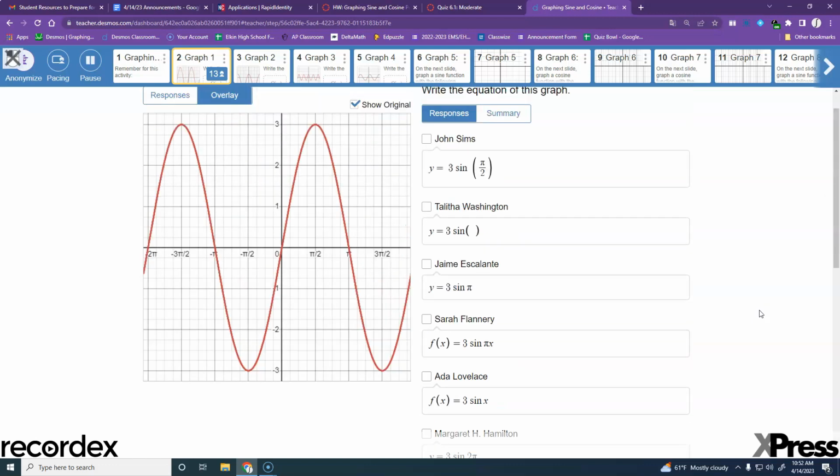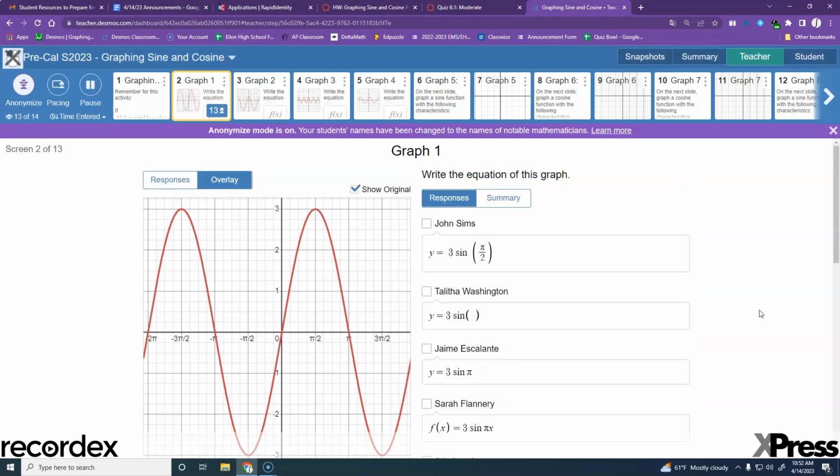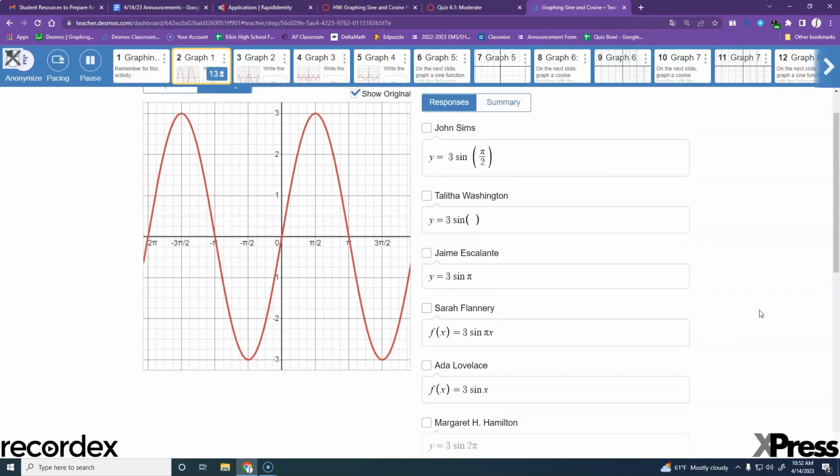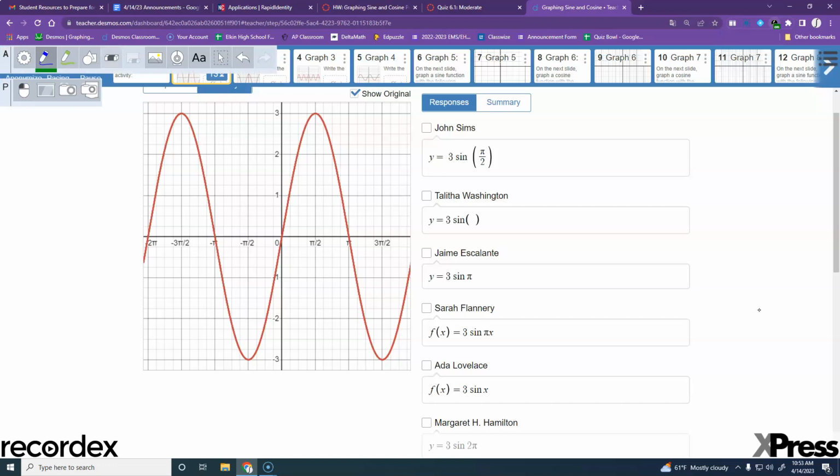Now let's talk about what we need with that variable, or if we even need anything with it. So that b number, the number in front of your variable, helps you determine the period of your graph. Okay? So let's think about this graph that we've got right here. What is the period of this graph? It is 2 pi. Okay? How do we get that?